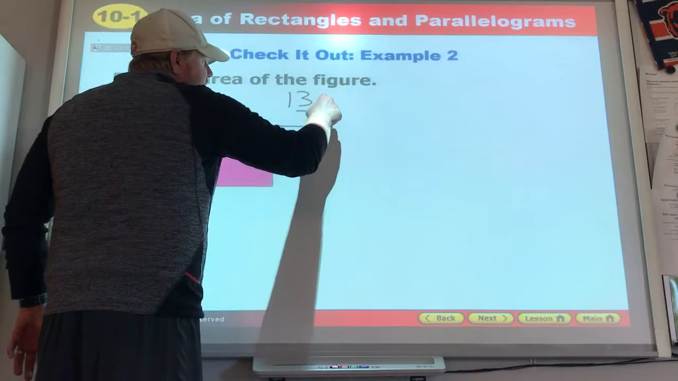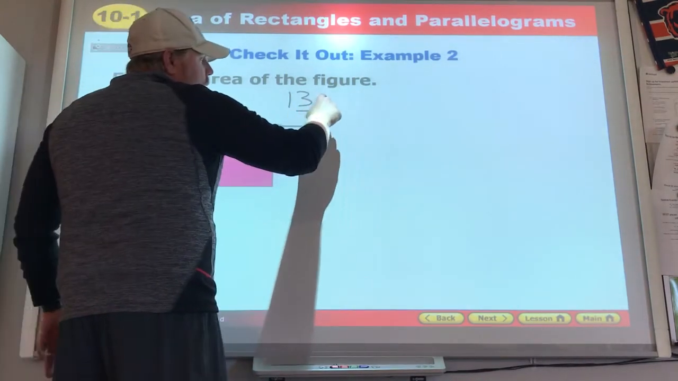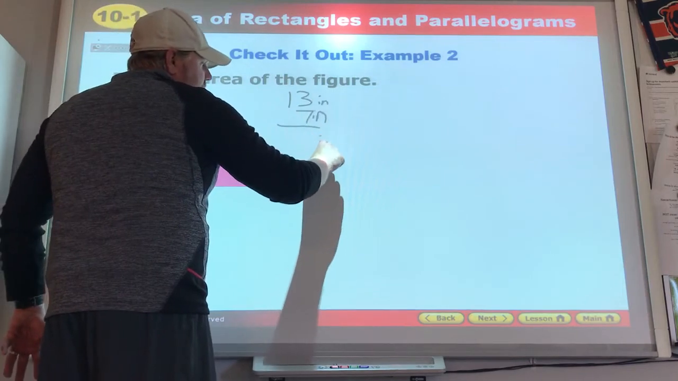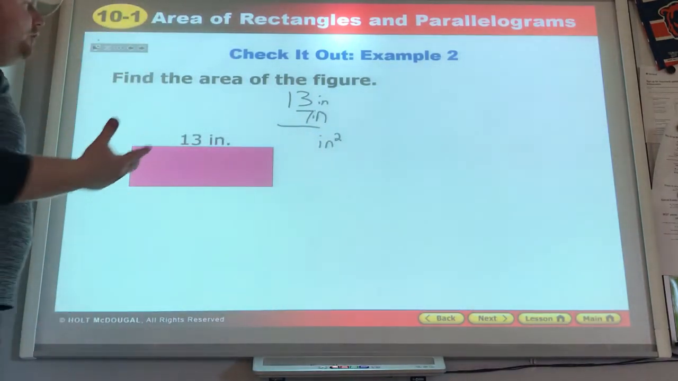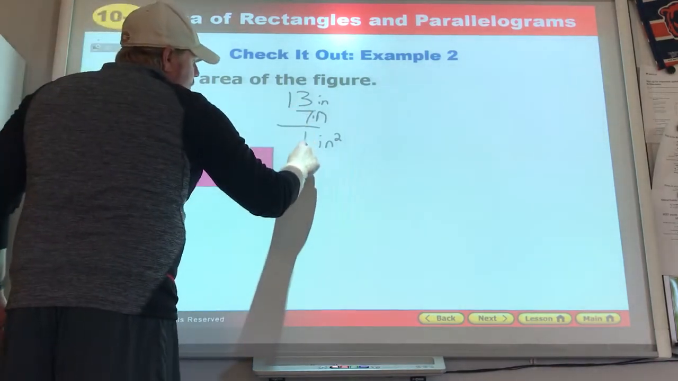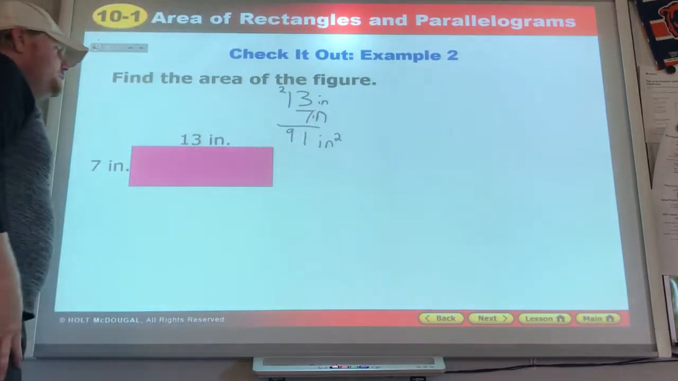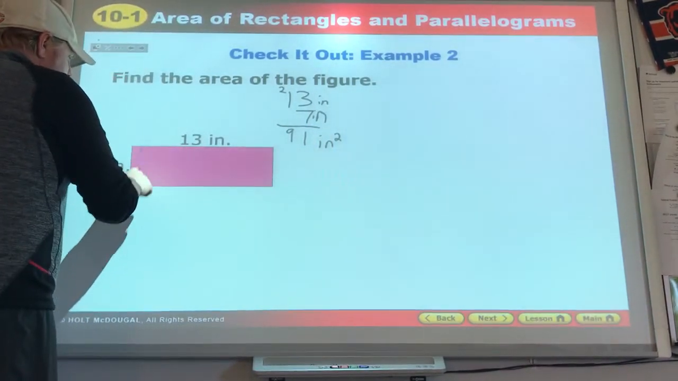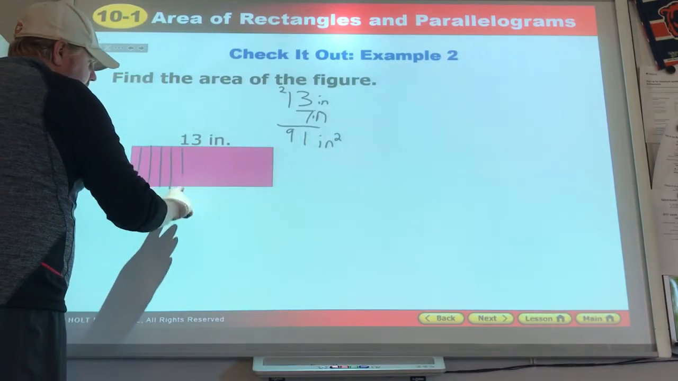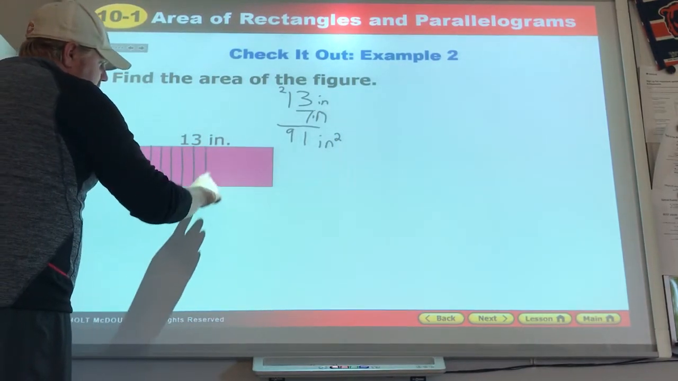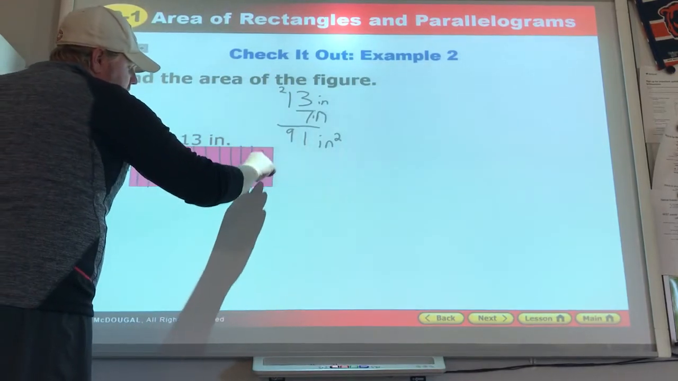And both of them have inches. So it's really saying inches times inches. Well, inches times inches is inches squared. Remember, we're writing it like that to help conserve space. All right, so that's 91 inches squared. Now, if you don't trust me, 1, 2, 3, 4, 5, 6, 7, 8, 9, 10, 11.